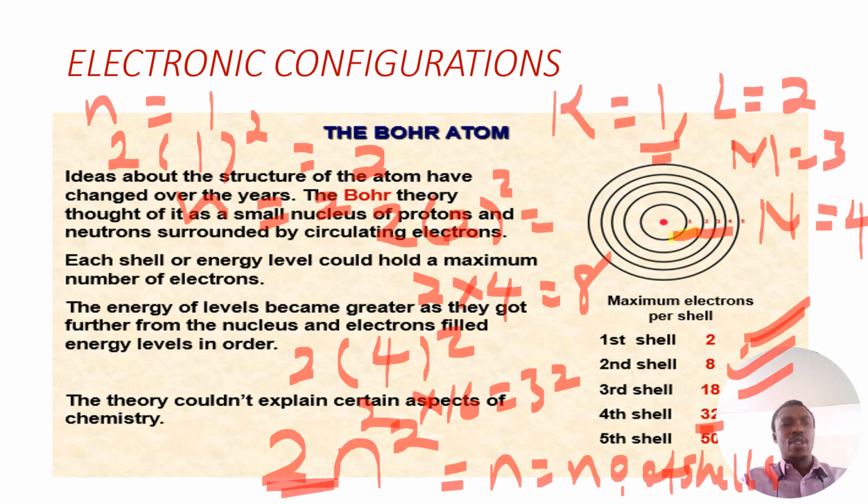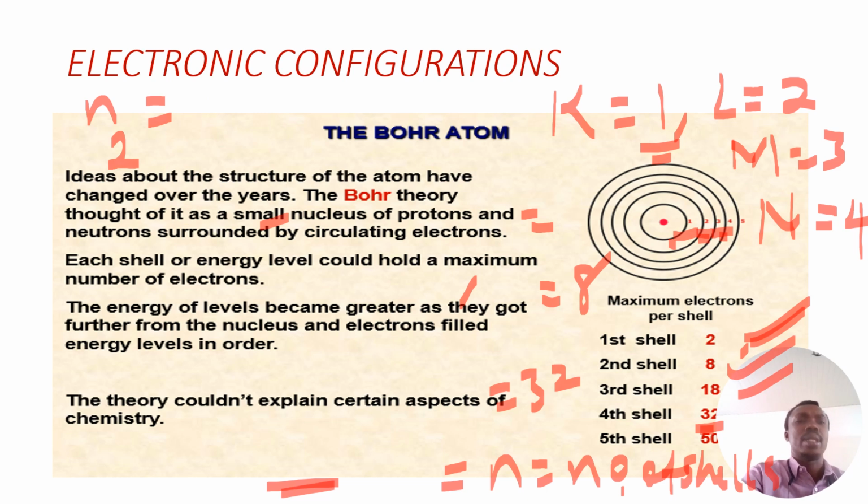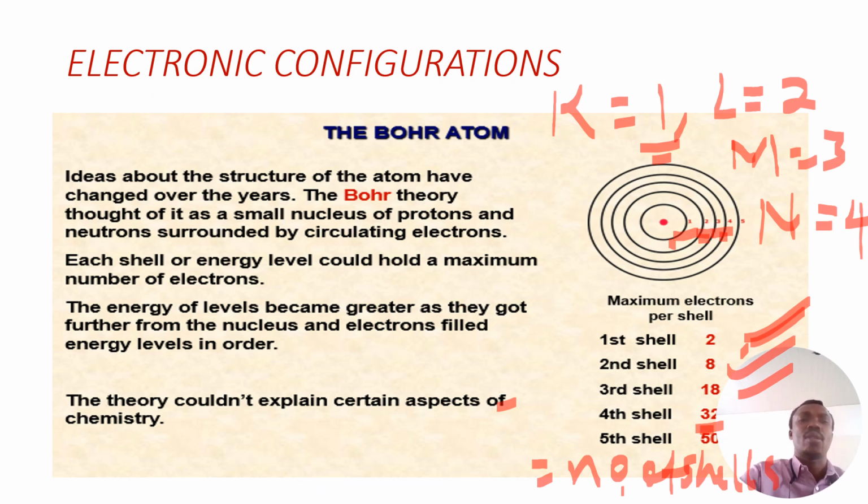The energy levels become greater as they get further from the nucleus, and electrons fill energy levels in order. You start from the innermost shell, which is the shell with the lowest energy level, to the shell with the highest energy level. As you move from the inner shell to the outer shell, the energy level increases. With this, we can draw the electronic configuration of a particular element once you have the atomic number.